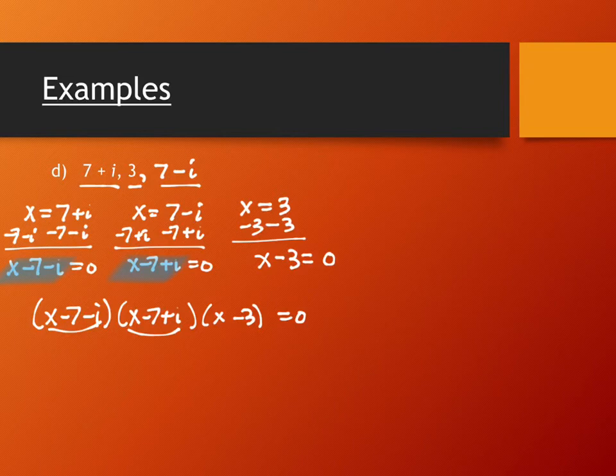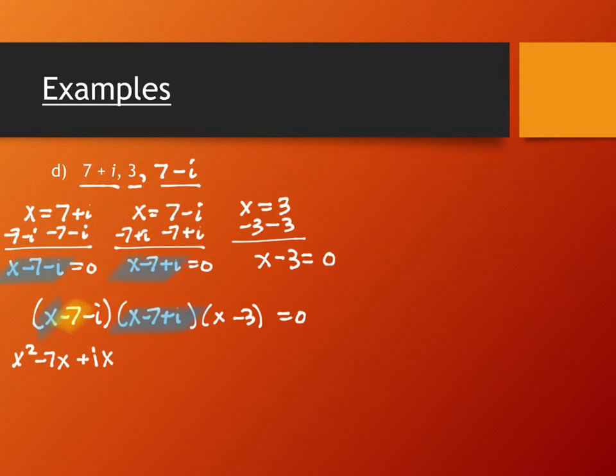Okay? So we're going to multiply these out by taking them piecewise. So I'm going to take the first one, x, and I'm going to multiply it clear through this one. So x times x is x squared. X times negative 7 is negative 7x. And x times i is xi, or ix. It doesn't matter what order you put them in. We'll do the next one.